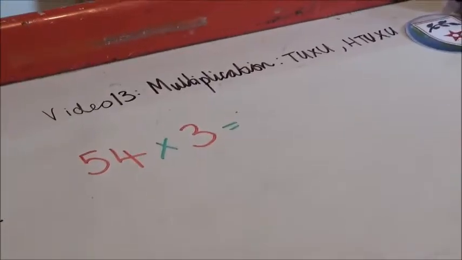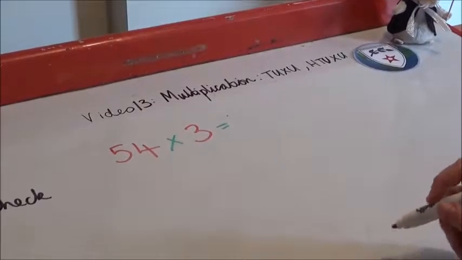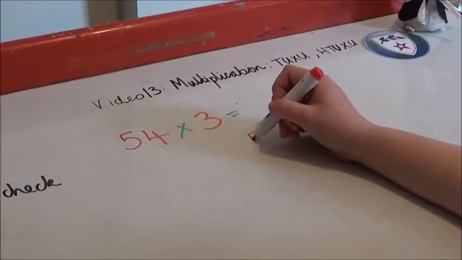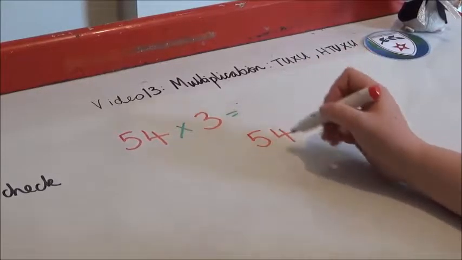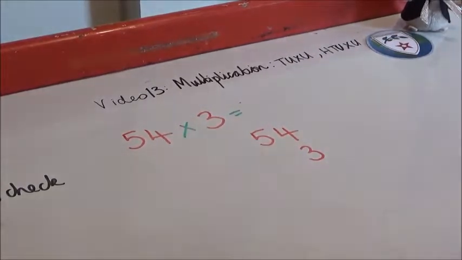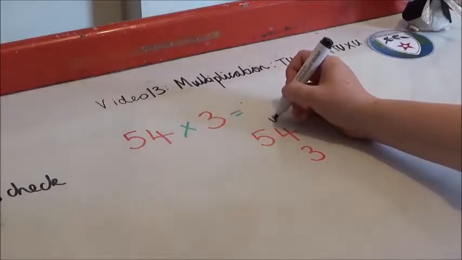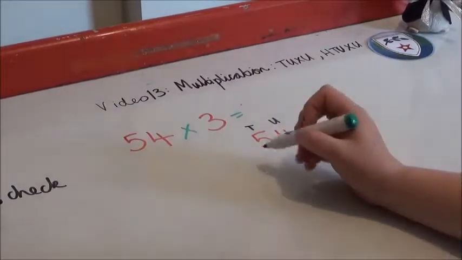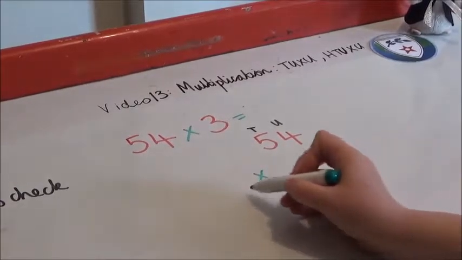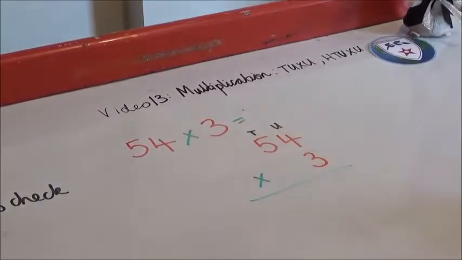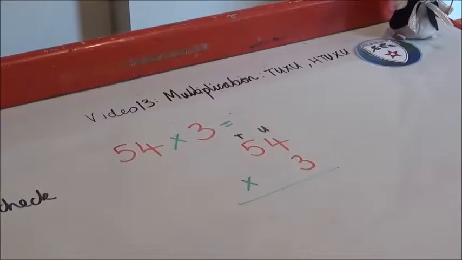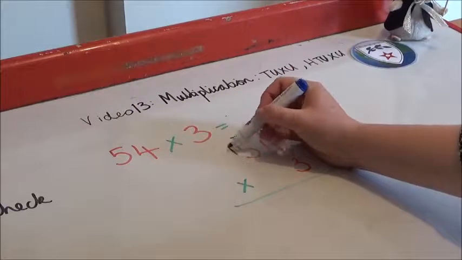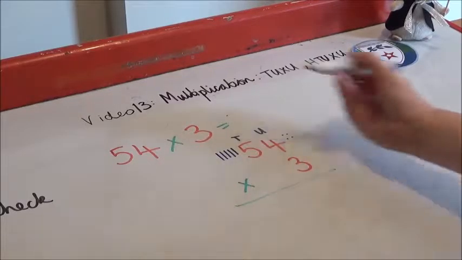So we're going to put 54 and 3 into columns using the column strategy. I'm going to put here 54 and 3. See that we've got the units in one column and the tens in another column. I'm going to use the multiplication sign to show that we're going to be multiplying these together. And here we've got 4 units and 1, 2, 3, 4, 5 tens.